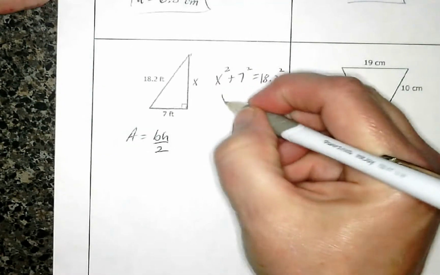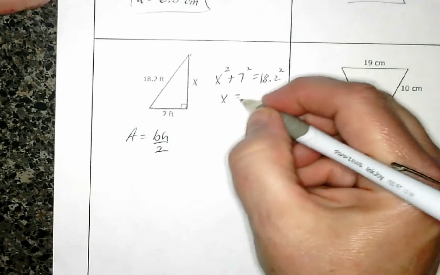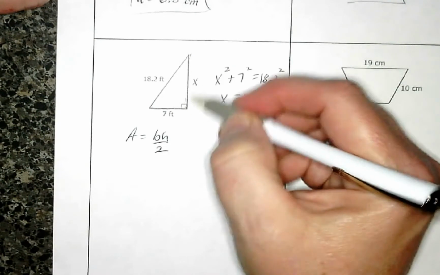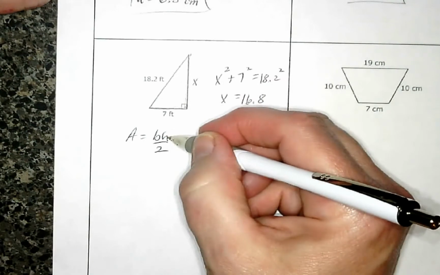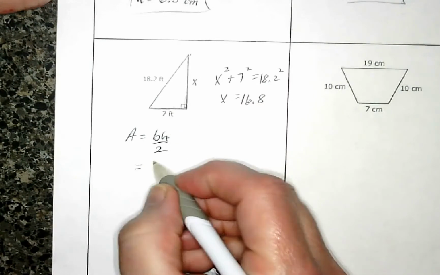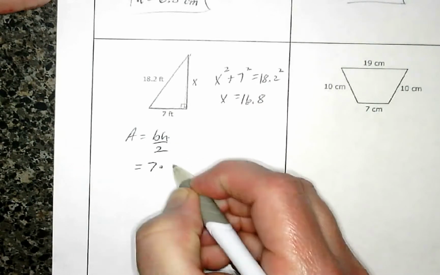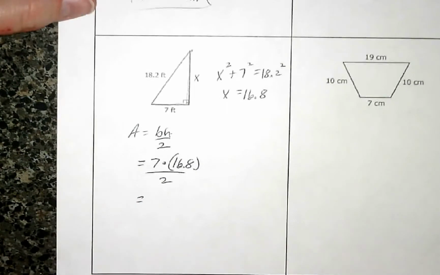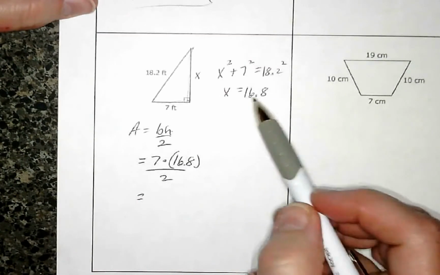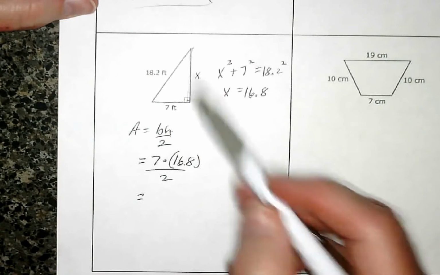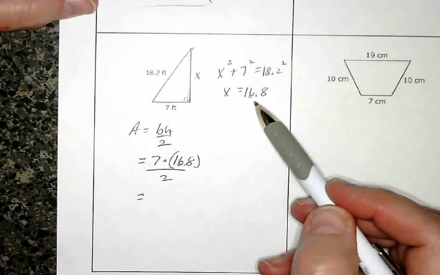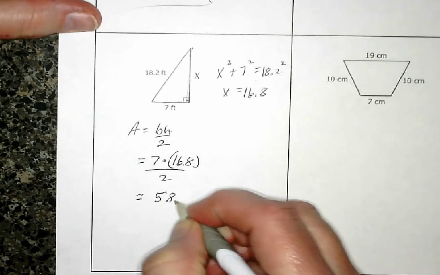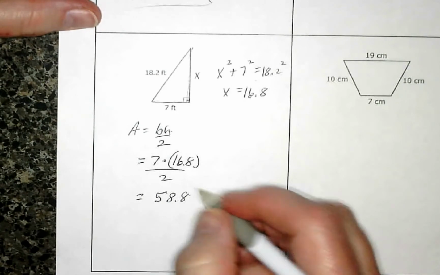So to set that up, I'm going to go leg squared plus leg squared equals hypotenuse squared. When you do all that, you get x equals 16.8. So that right there is 16.8. That happens to be the height. So my area is going to be 7 times 16.8 divided by 2. Okay, so I just had to go that little extra step because I didn't have the height on my picture. So I used Pythagorean Theorem to help me find the height. And then when I multiply that together, I should get 58.8. And this is area, so we'd have square feet.